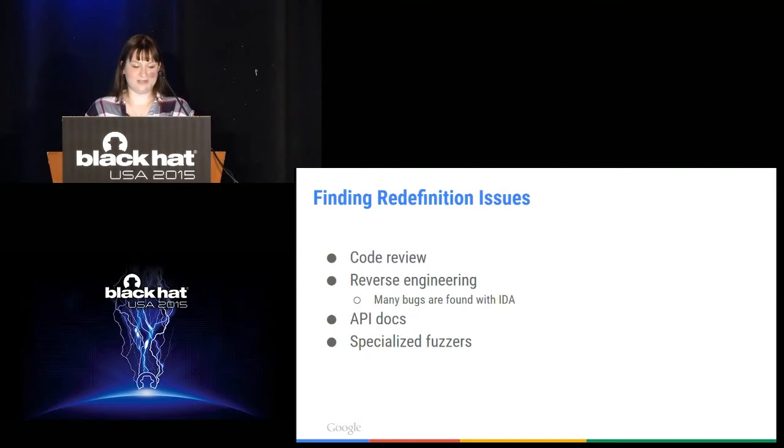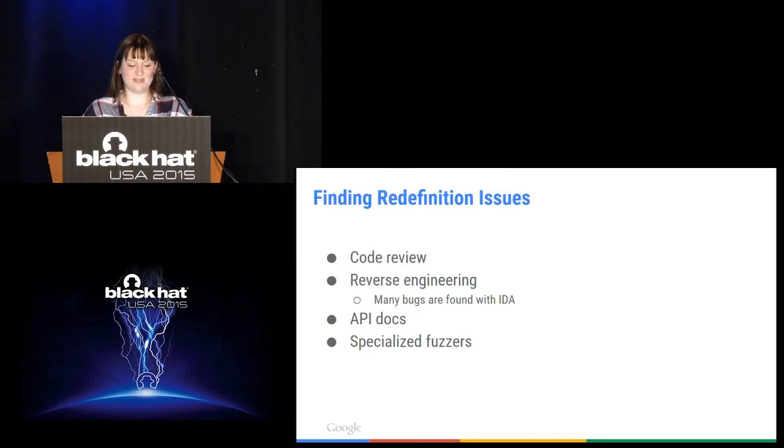Another possibility is using reverse engineering. I actually think the majority of these types of bugs are found using IDA. And this is the same concept. Basically, if you can find the function in IDA where there's calls into script or where object properties are accessed, you can use that to find places where it's a good idea to look for these types of bugs.